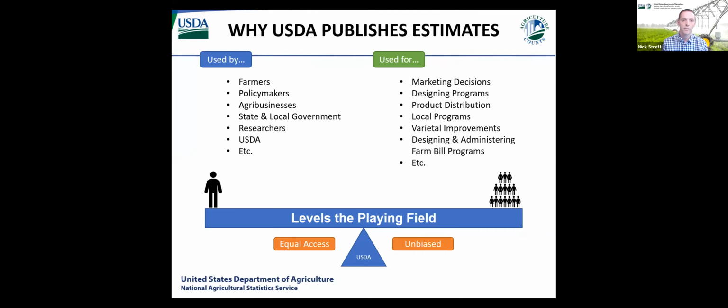Another important part about NASS data is the fact that it's equal access to all and it's unbiased. So as the slide before noted, there's a calendar of when the report's going to be published. Everybody is able to get the information at the same time, the same date, so that they can use it for their decision-making process. There is no such thing as advanced knowledge or an advance on this data. It's released at the same time to all.